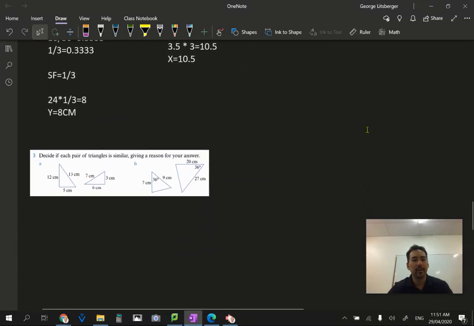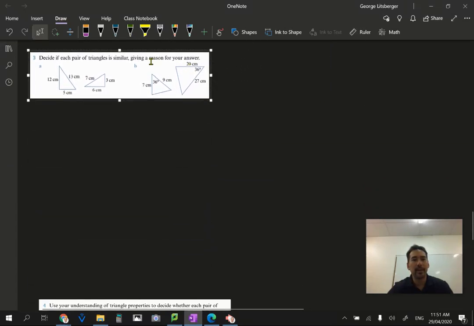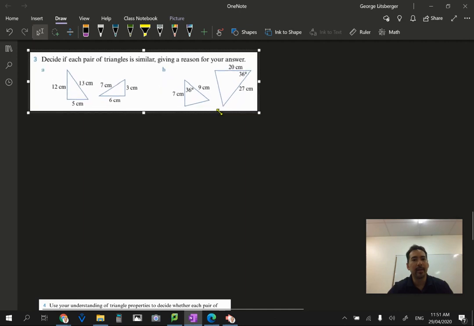Okay, let's move on to question 3 now, and I'll make it a little bit bigger so we can read it. Decide if each pair of triangles is similar, giving a reason for your answer. Okay, so we need the rules for similarity now, and remember it's SSS, it's SAS, it is RHS, and we don't use the AAS, it's not that one, okay? It is AAA.